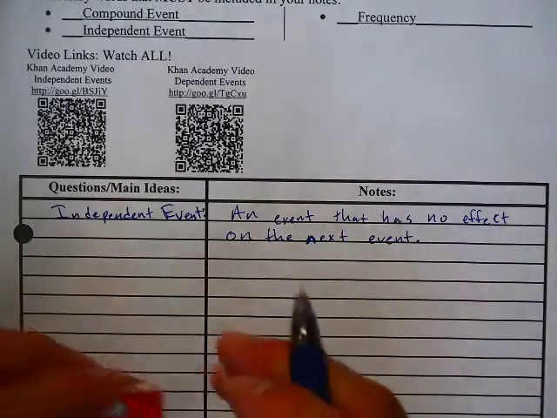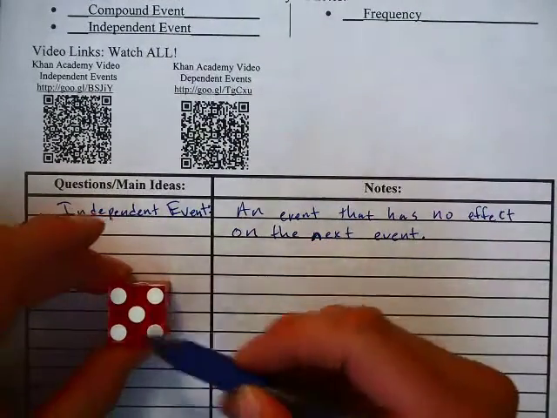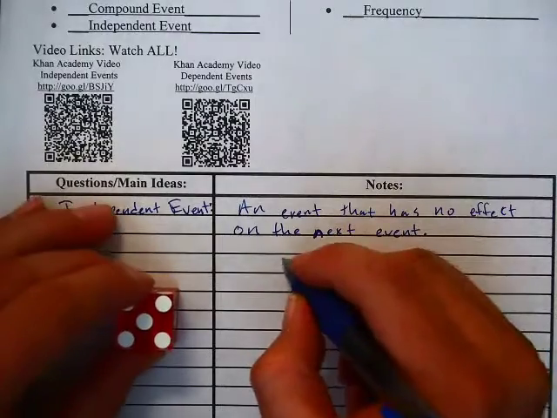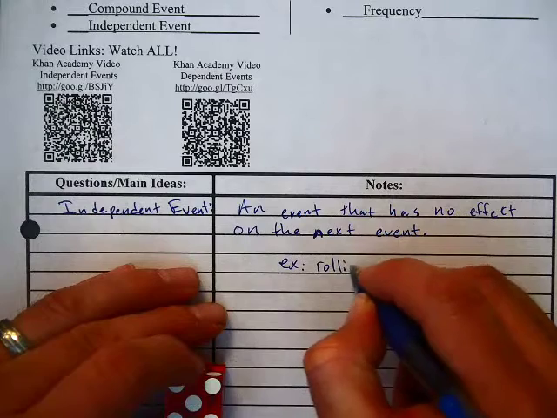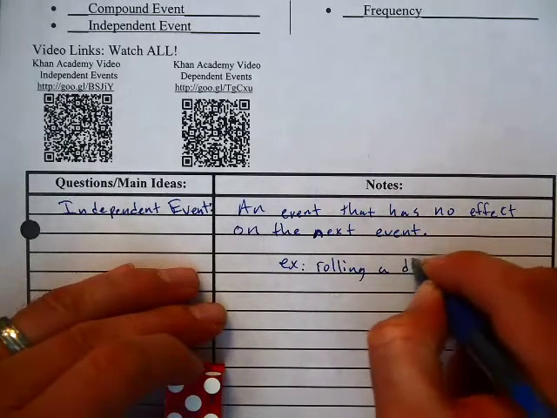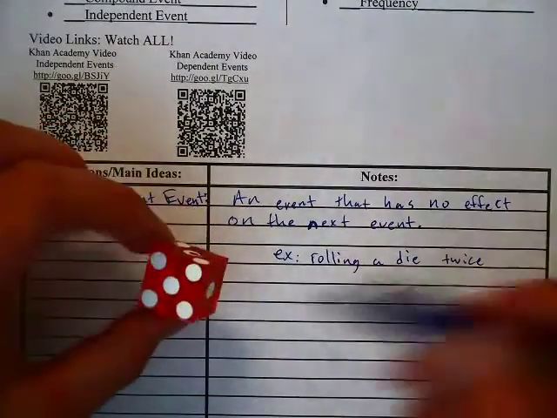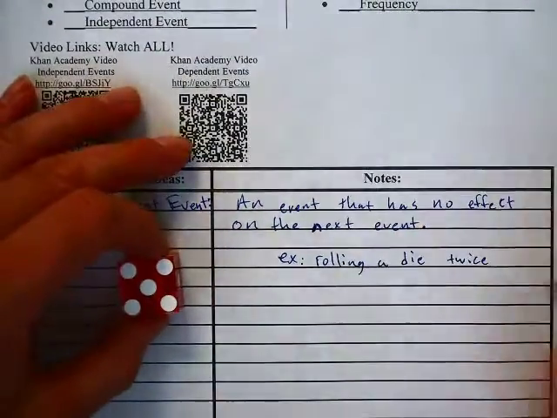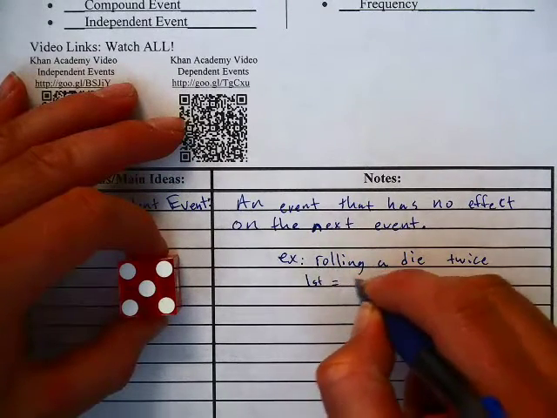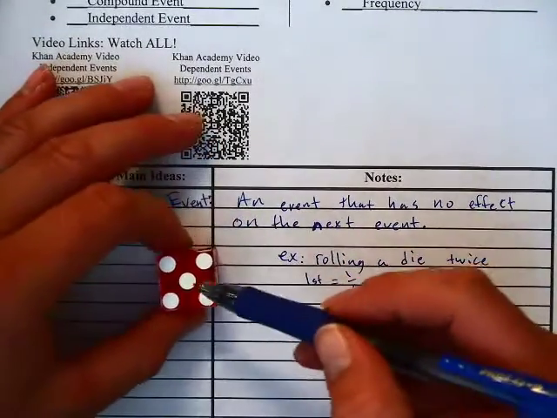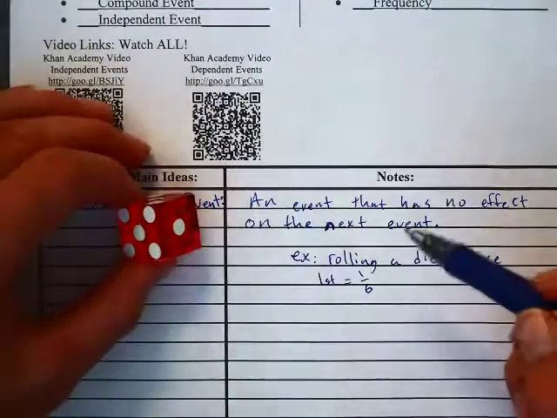So an example that would be an independent event. We know the probability of rolling a 5 on this die. An example: rolling a die twice. The first time I roll it, the probability is 1 out of 6. If there's one side here, that's my favorable outcome, over the total outcomes.